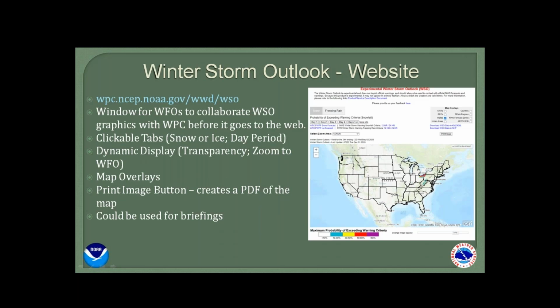And then, of course, we have the website that's available to the public. After the window before, I believe, like 18:30 or so, the time to collaborate, once we're done collaborating, the WSO is available for the web and to the public. So you can click on the tabs to look at different days. You can look at snow or ice. You can zoom in, change. There's a lot you can do with this website. Once you zoom into the WFO level, you can even print the image or screenshot it to use for briefings. Could come in handy.